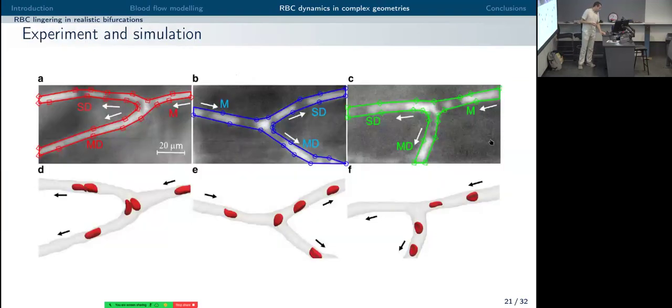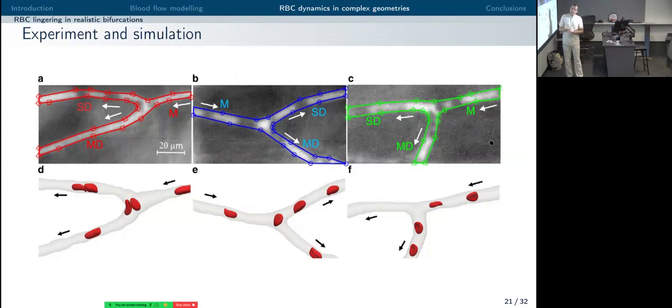So what is lingering? Here, first of all, you see at the top 3 different bifurcations in vivo. So this is where blood cells are tracked optically in vivo in a hamster. And at the bottom, you see the same geometries reconstructed in the HemLB code with red blood cells flowing in the same direction. And the question is now also how the red blood cells distribute in these bifurcations.